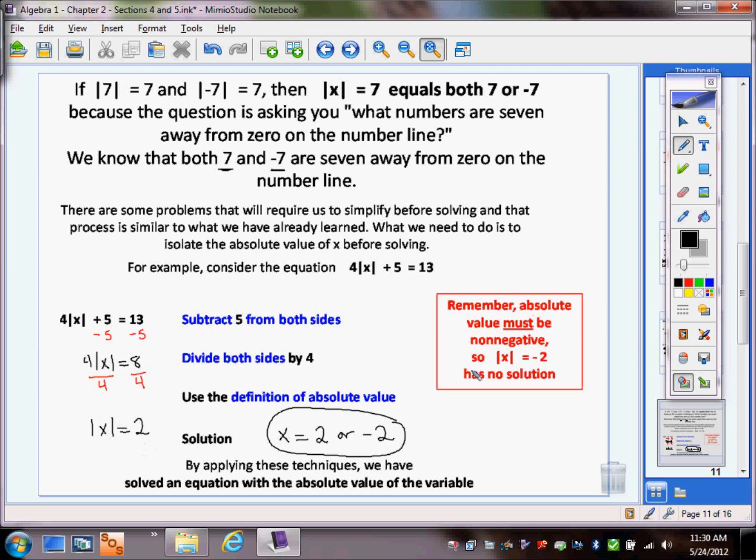Now, if I got the absolute value of x equals a negative answer, there's no solution, because absolute value is never negative. So if you get an absolute value equals negative, no solution is your answer. Okay? So once you get this absolute value of x by itself, you just write the positive and the negative of whatever number this is. Does that make sense?